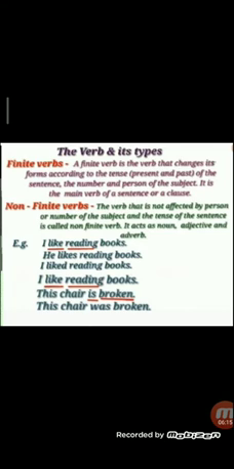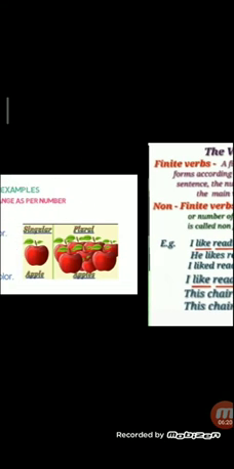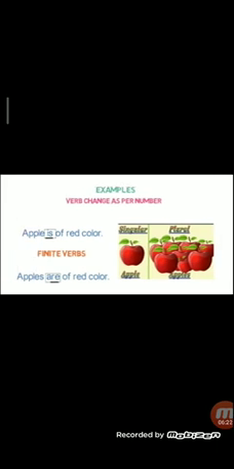So broken remains as it is. It is a non-finite verb. Now see how it changes with the singular and plural. When you are talking about one apple, apple is red in color, is of red color. Is. सिंगुलर है तो इज. अगर हम प्लूरल यूज करते हैं तो आर आएगा. एप्पल्स आर ऑफ रेड कलर. ओके.